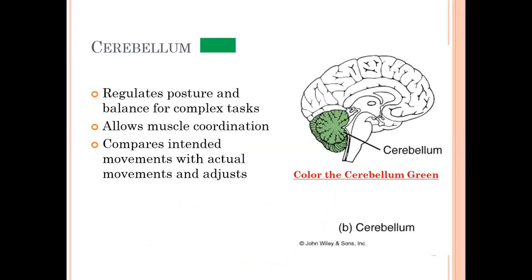The cerebellum, you can see here in this picture of the brain, this is the front of the person's head right here. And then this is the back of the person's head. And then in green right here is the cerebellum. The cerebellum regulates posture and balance for complex tasks. It allows for muscle coordination. It compares intended movements with actual movements, and it adjusts.